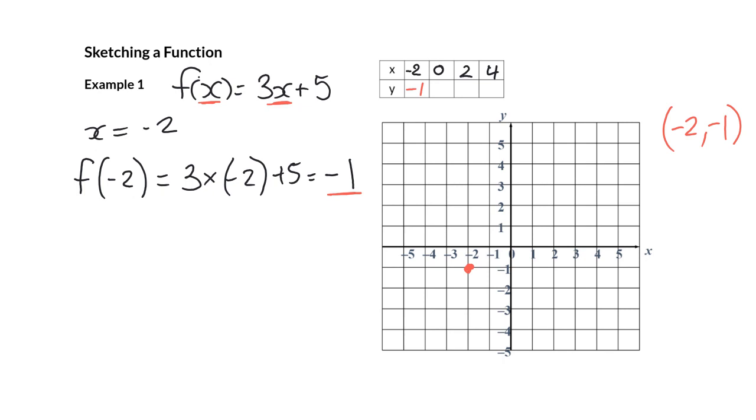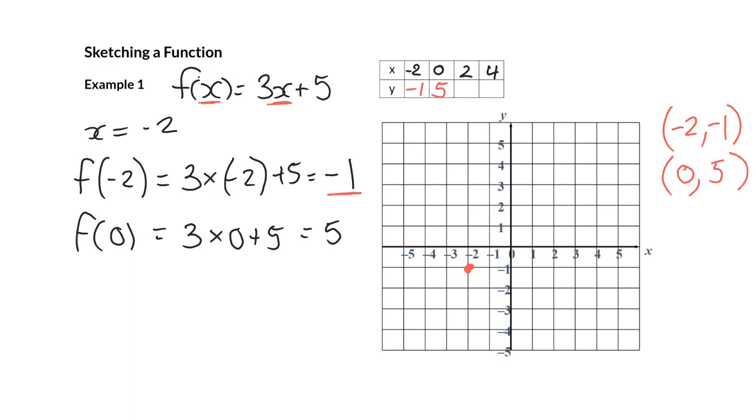If we were to take f of 0, then everywhere we see the 0, we have 3 times 0 plus 5. That's going to give us 5. 3 times 0 is 0, and 0 plus 5 is 5. So 0 and 5, that gives us our second coordinate. The x is 0, and the f of x, or the y, is 5. And I mentioned this before, this y here, you might see it written y equals f of x.